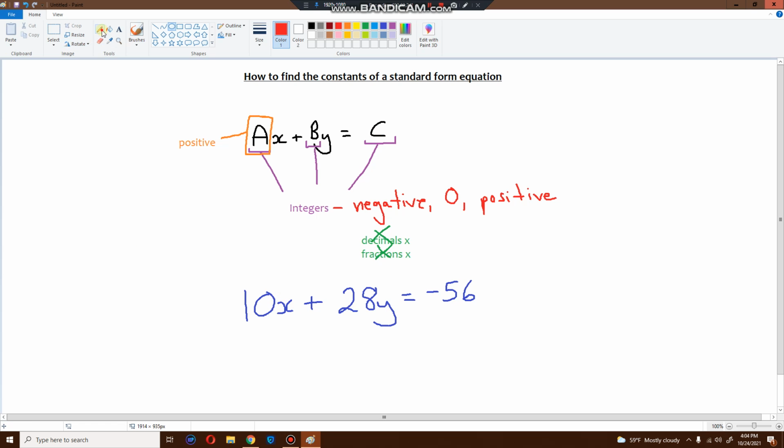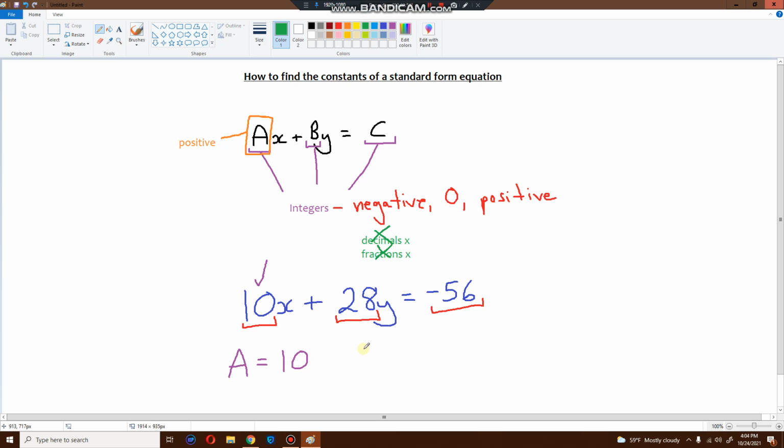Now I just want to identify the constants. I would like to identify the numbers in front of each variable. What number is in front of x? What number is in front of y? And what number is it equaling to? This is a very straightforward problem, and we can easily solve this. A, the constant A is the number 10, as you can see over here. It's a positive number, so it's good.